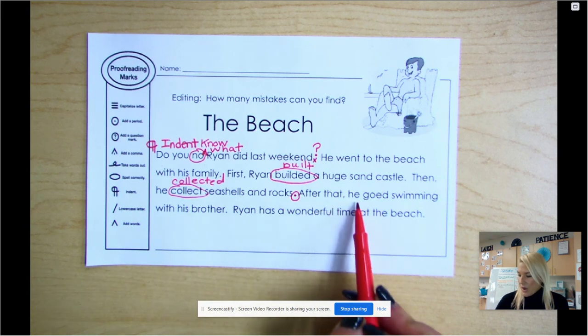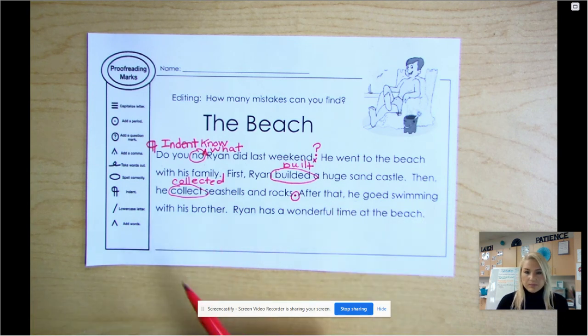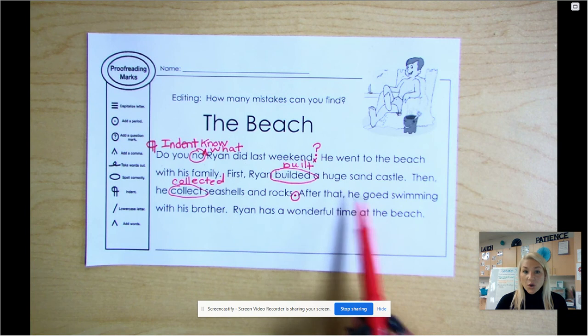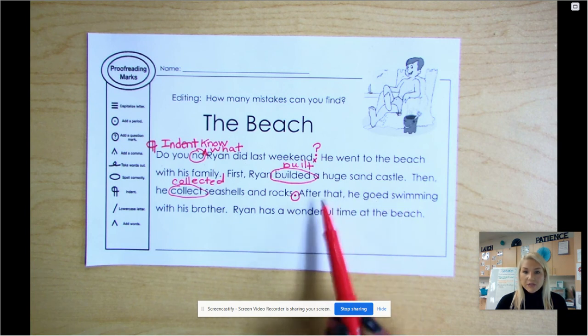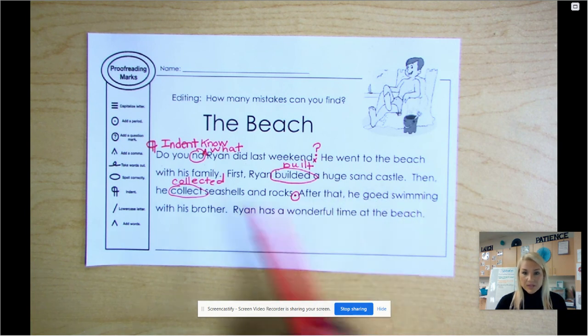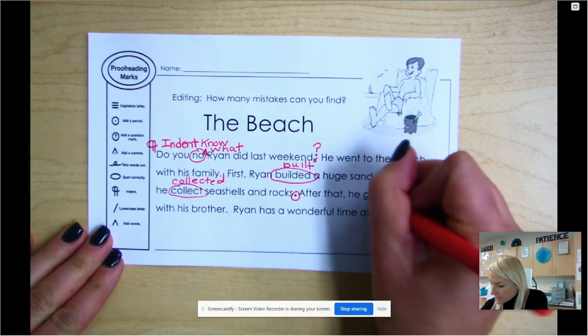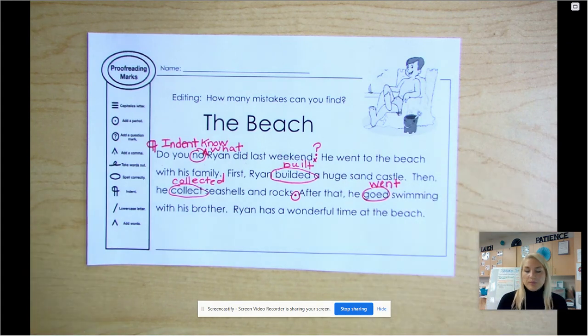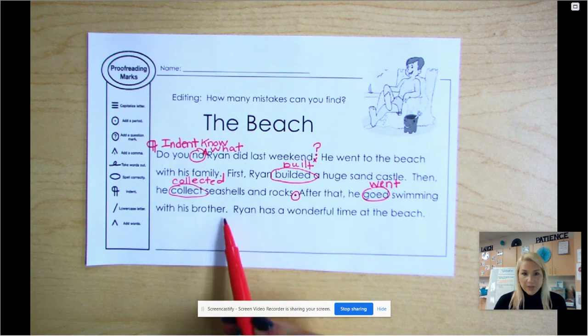After that, he goed swimming with his brother. Goed. It's not even a word. Okay, so I need to fix that. Another verb issue. After that, he goed swimming with his brother, or after that, he went swimming with his brother. I think went sounds more proper. Get rid of that goed. And then there's a period at the end, and that's the correct punctuation.